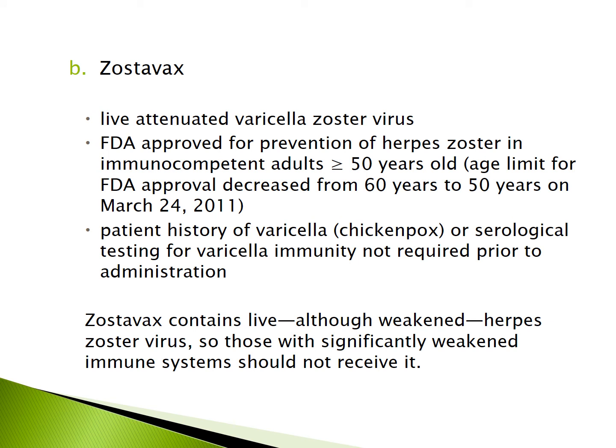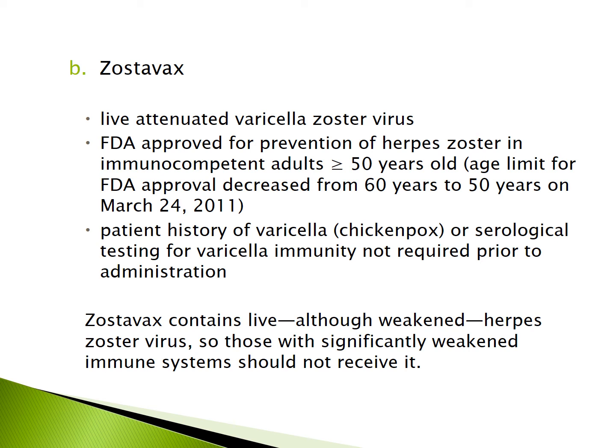On the other hand, now we have Zostavax, which is a live attenuated varicella zoster virus, and this is the only vaccine we've really had for shingles for many, many years. The FDA approved this for prevention of herpes zoster in adults over 50 years of age. Originally, it was 60 years of age, and then in 2011, they did go ahead and approve it to be over 50 years of age.